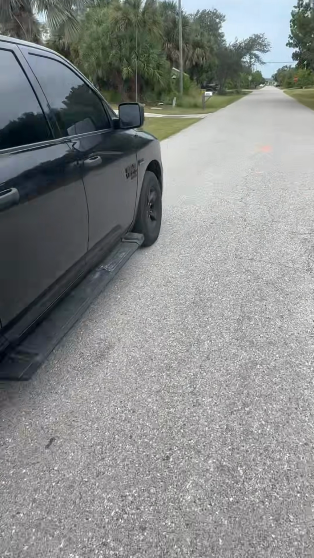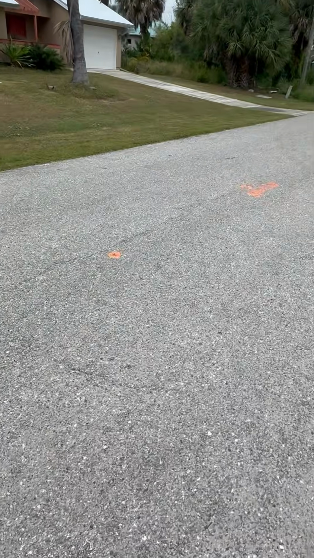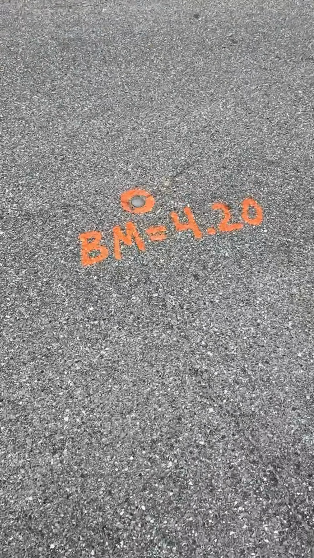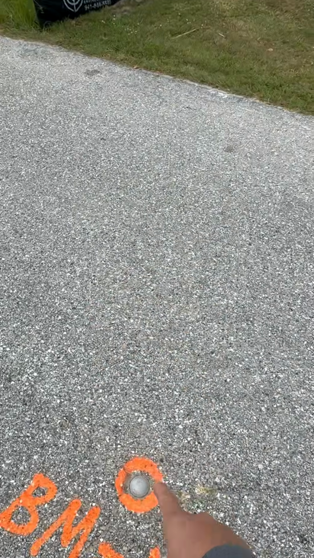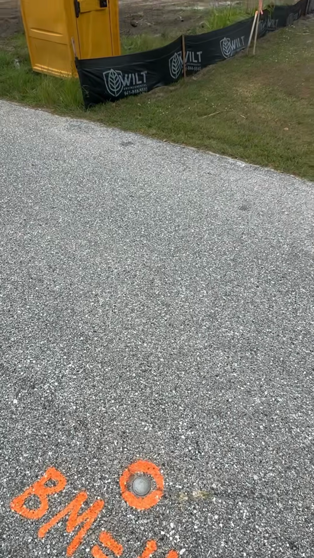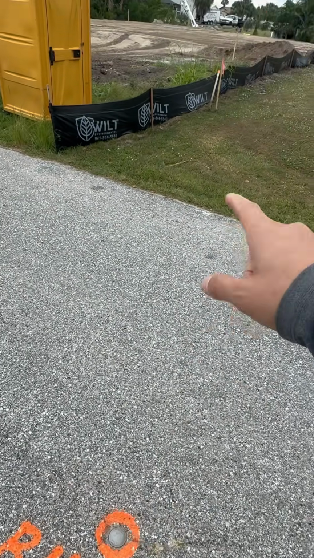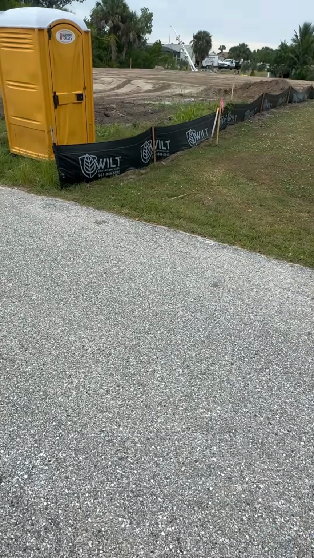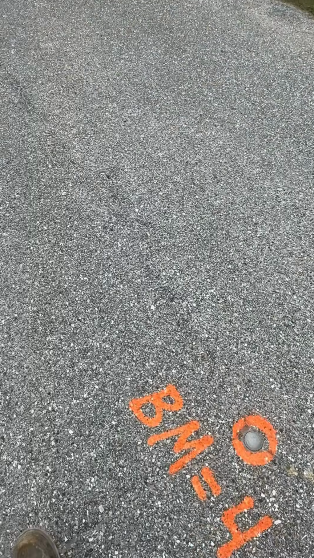So on the right hand side of the property, here we are standing. We have the benchmark elevation denoted here in orange. This is 4.2 feet. And so this tells us that if we were to take a grade rod and set it right here, this elevation is at 4.2 feet. So as you can imagine, if we need to come up 10.5 feet, we need to come up approximately 6, 6.5 feet in order to get to our finished floor elevation. So this is the starting point.